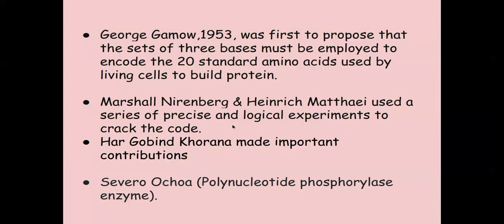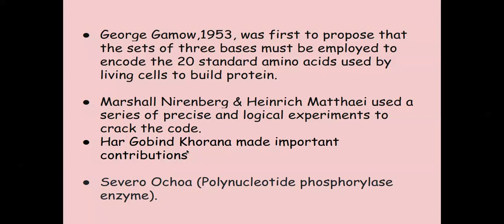But the actual experimental evidence and the proof that the cracking of the code that we now know is definitely that the code is made of three bases was done by Marshall Nirenberg and one of his PhD students by the name Heinrich Mattei. So these men were the ones to do a series of precise and logical experiments and crack the code. So these people were working in the US.